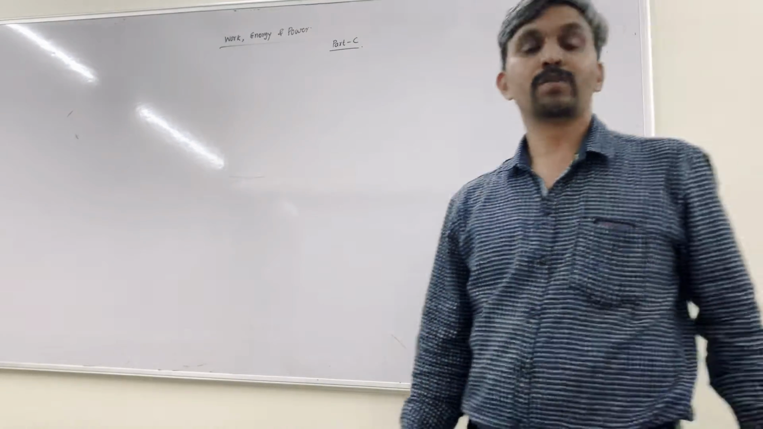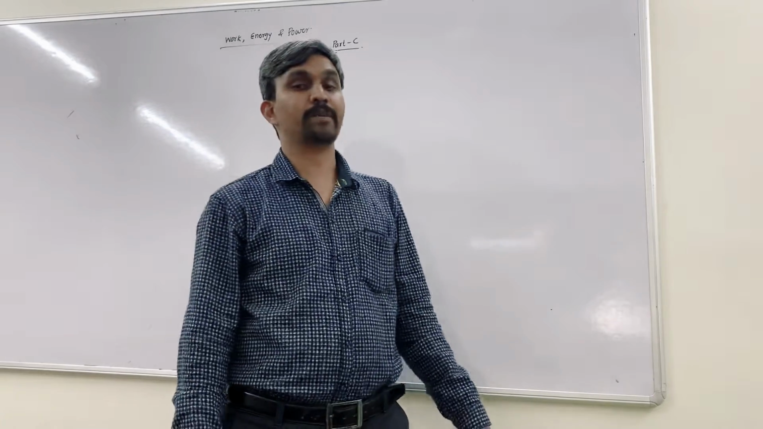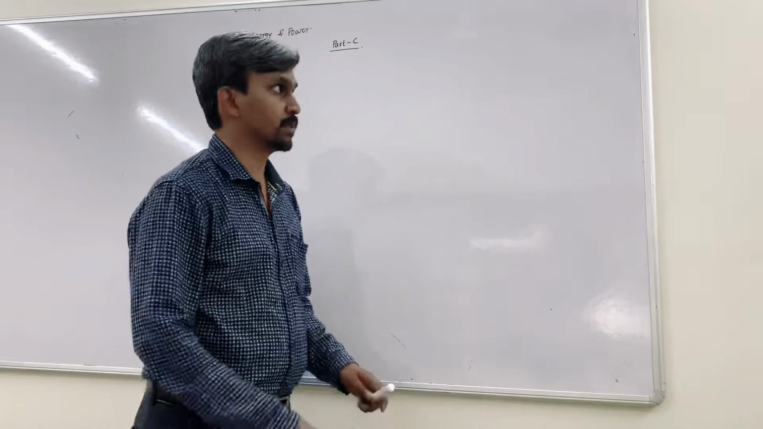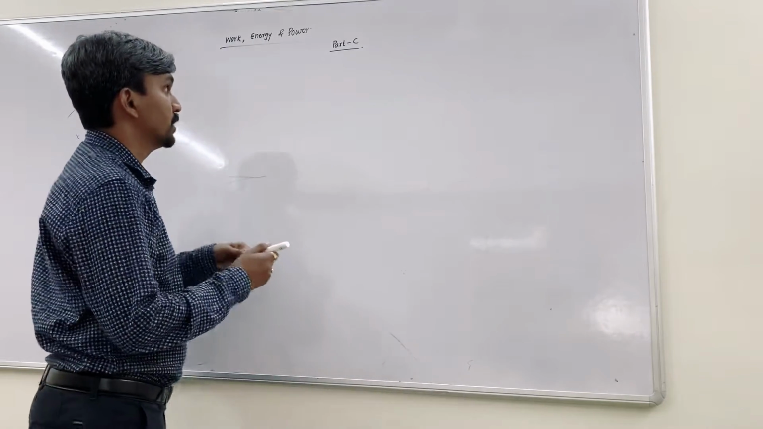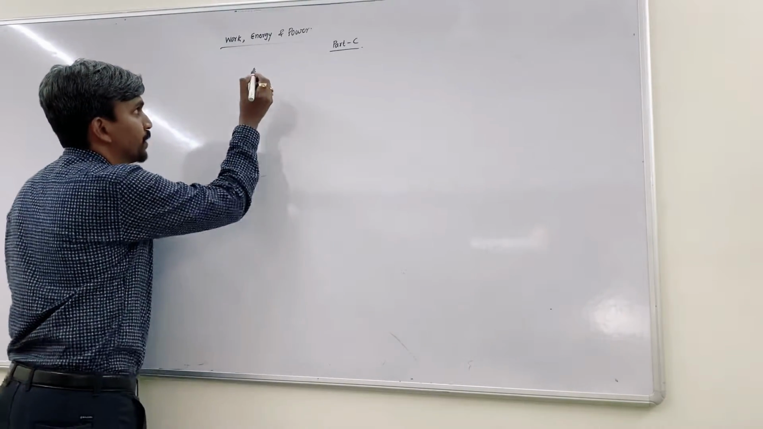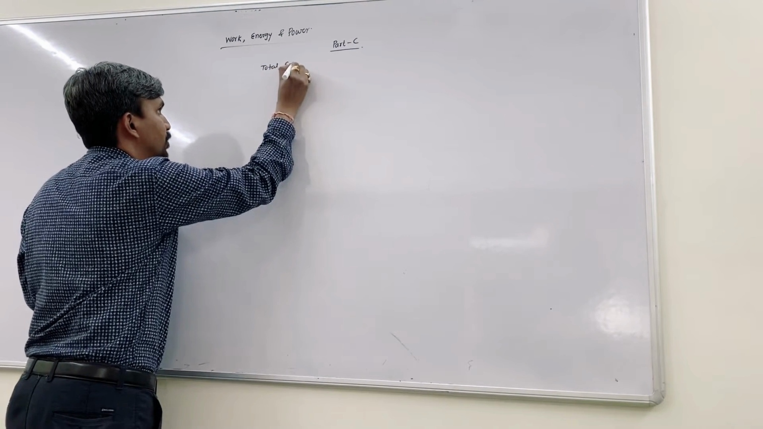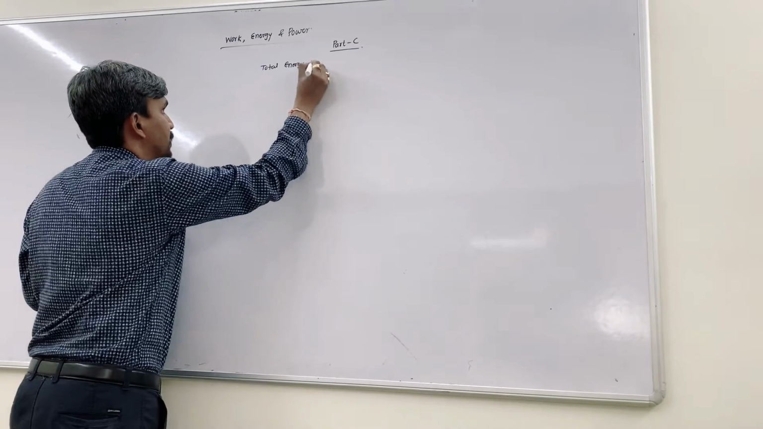Hi friends, today we are starting second chapter part C, that is, show that total energy is conserved for a freely falling body. This is the big, important derivation. Show that total energy is conserved.